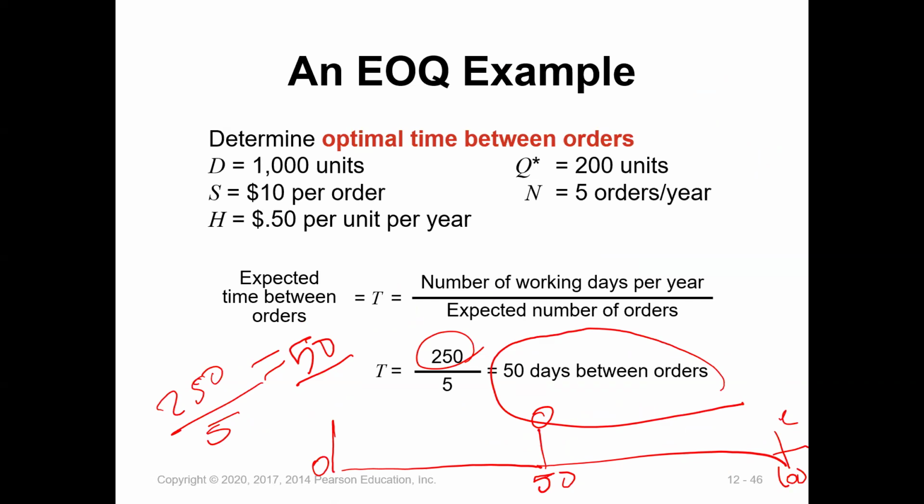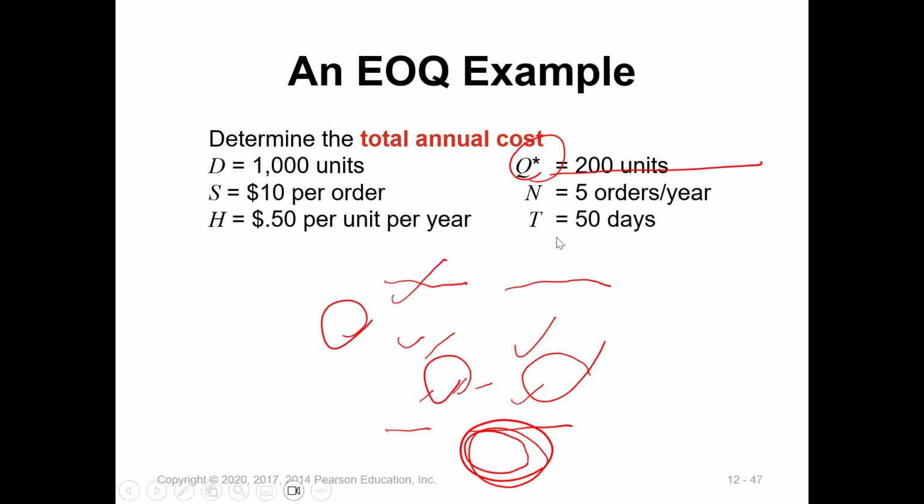So if we have 5 orders, we have 250 working days per year. So 250 divided by 5. That means we have 50 days between each order.